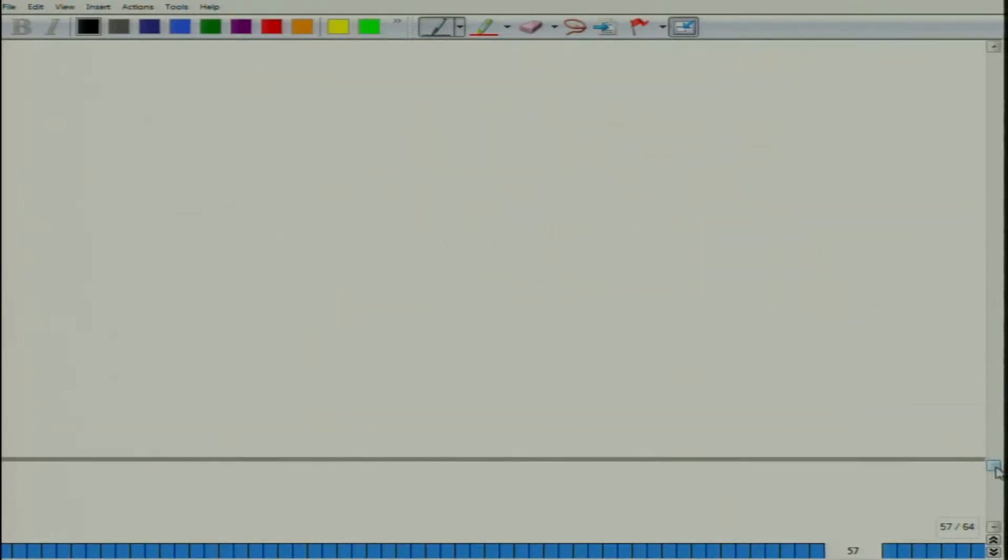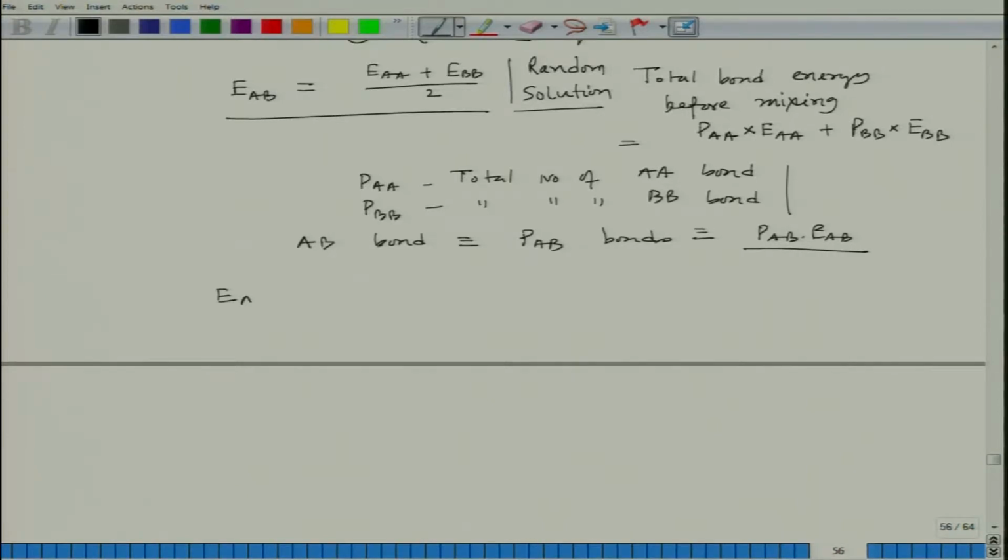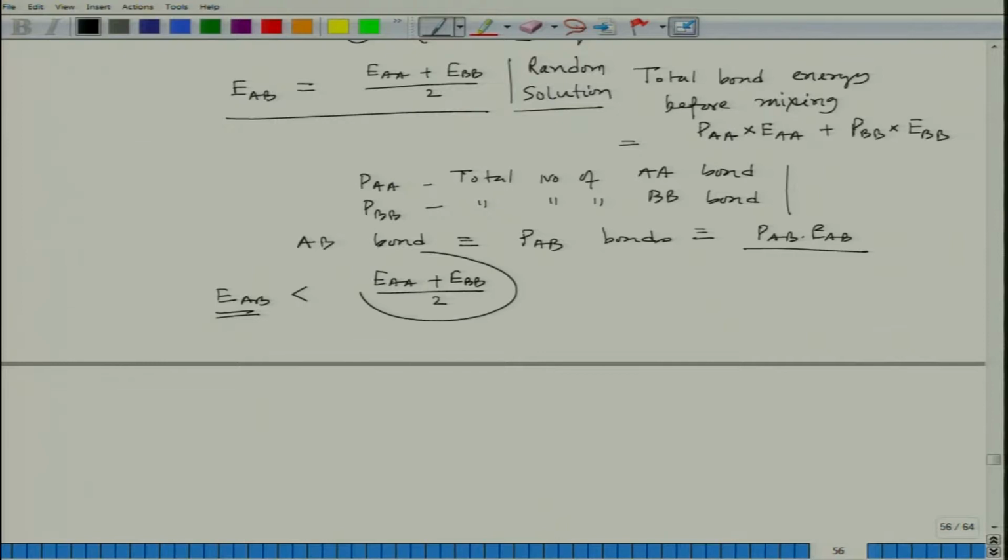Now if I see another aspect, which is EAB less than (EAA plus EBB) by 2, that means after mixing I could see that the system energy would go down. So if the system energy goes down because EAB is less than this particular value, AB bond formation would be preferred. Now this could be a small negative or a large negative compared to this particular added value, so I would get two different situations. If it is smaller negative, I would get short range order, and if it is largely negative, I would get compound.